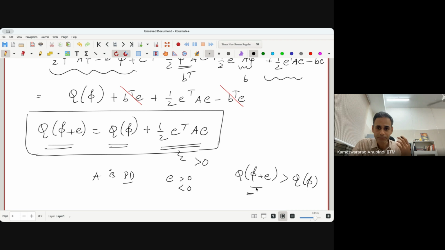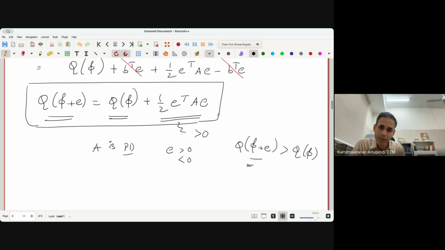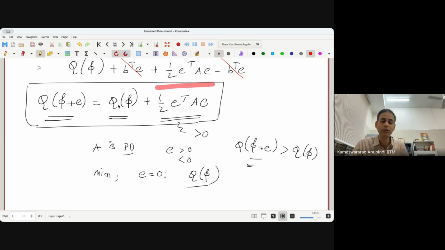Okay, that means this will only happen when there is a minimum, right? Only when there is a minimum and that error equals 0, only then are we going to get Q of phi as the minimum value, right? Because otherwise everything else will be higher than the exact solution by this much amount. That means there is a minimum at E equal to 0, and that is only possible when you have a positive definite matrix. So I have half of E transpose AE is always positive.